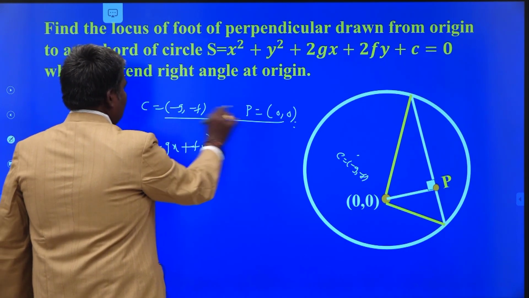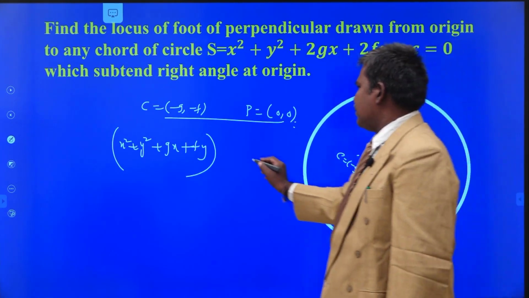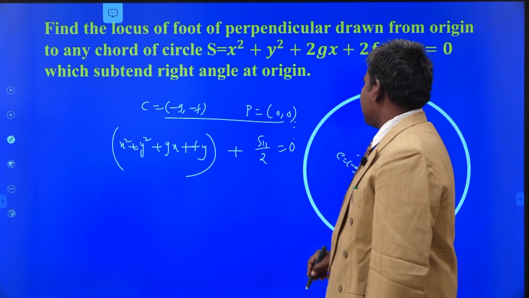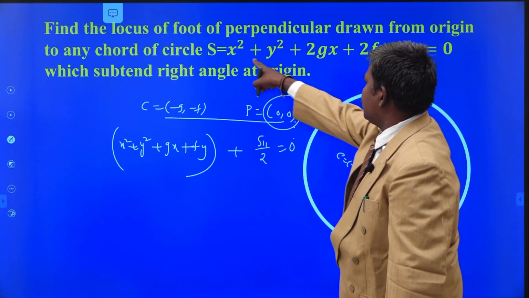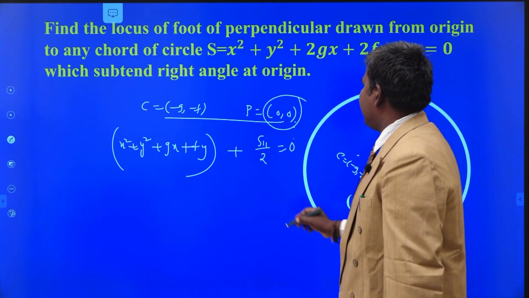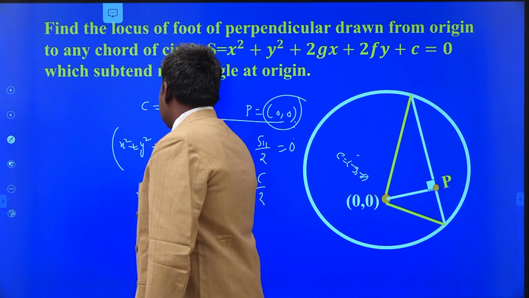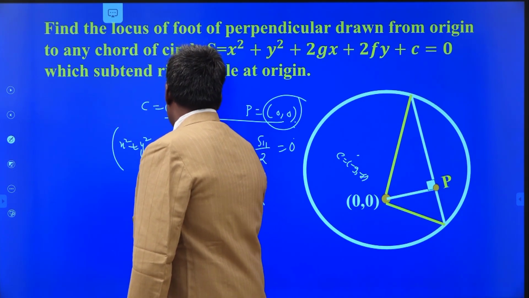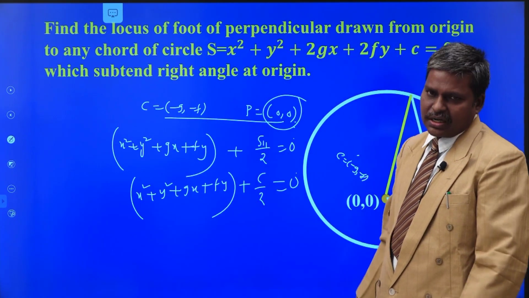This is the circle whose extremities are c comma p, plus s11 by 2. You have to write s11 by 2 equal to 0. s11 is for the given point 0 0. When you substitute 0 0 here itself, you get c by 2. That is c by 2 plus, what is here? X square plus y square plus gx plus fy is equals to 0. This is the shortcut method.